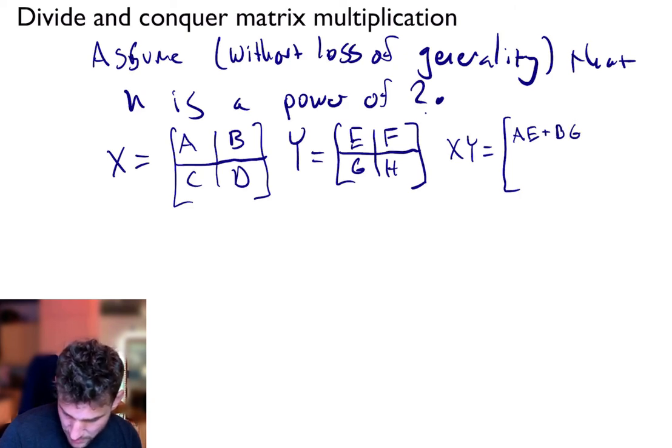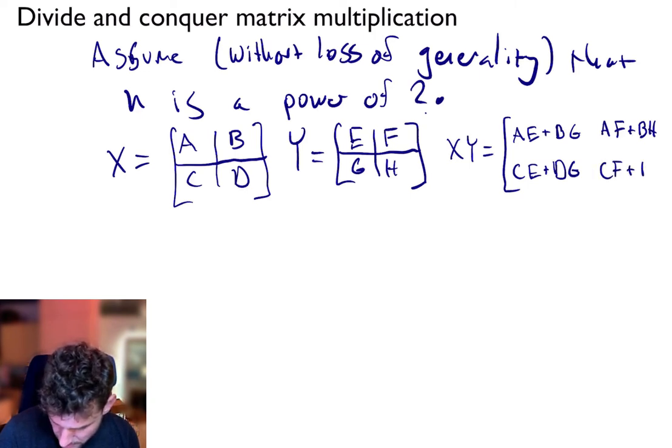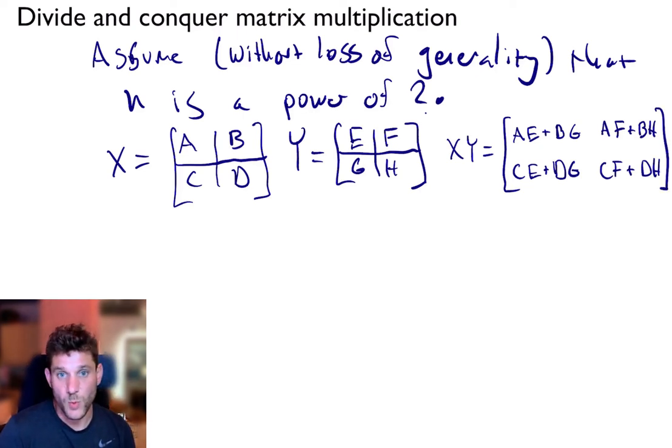Down here is going to be C times E plus D times G. Over here we're going to get A times F plus B times H, and down here we're going to get C times F plus D times H, right? And we can now write x times y in this form.